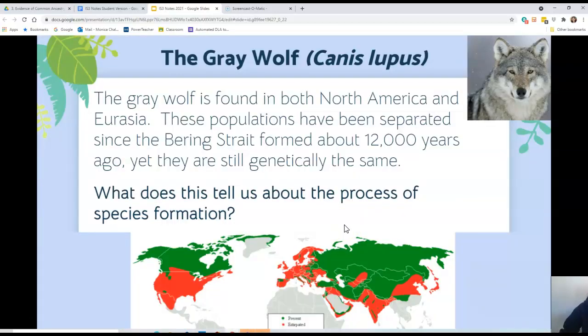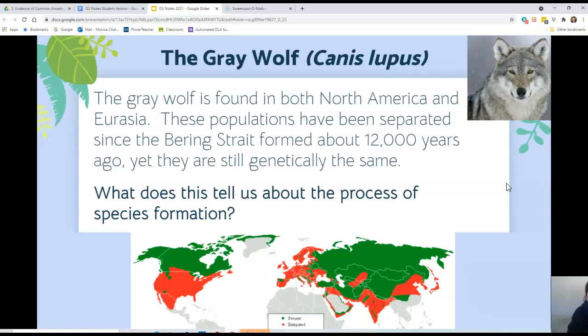All right, here we're going to look at the gray wolf. The scientific name is Canis lupus, and the gray wolf is found in both North America and Eurasia. At one time, they were all one giant species. They roamed the same area because the Bering Strait used to be exposed, and so they could freely cross and migrate. But about 12,000 years ago, that went away, and they are still, though, genetically the same, even though they've been separated by 12,000 years.